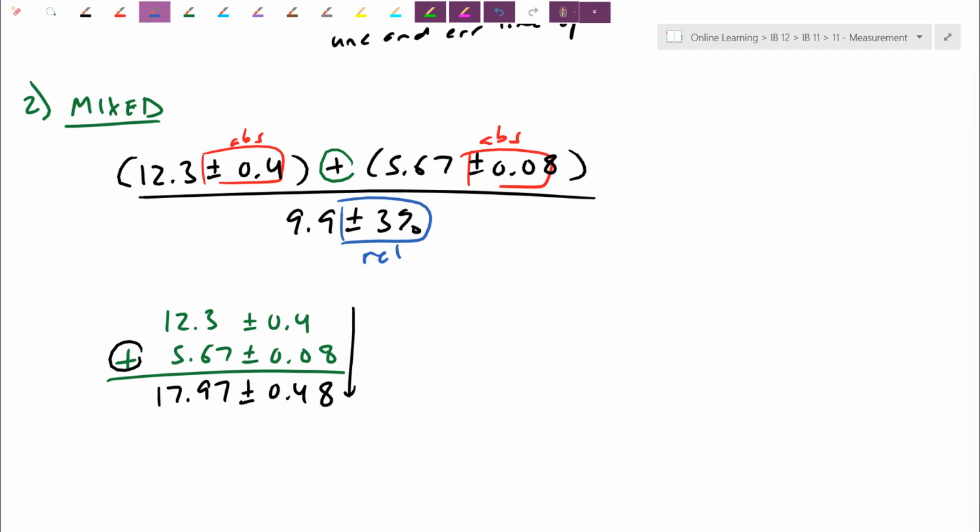If this were the end of the question, I would round my error to 1 sig fig. It would have been a 0.5. I would make sure it's lined up with the sig fig rules. My sig fig rules here would have said 1 decimal place, 2 decimal place. It should have been only round to 1 decimal place here. Perfect. I would have done 18.0 plus or minus 0.5. But again, I know I'm not quite done.